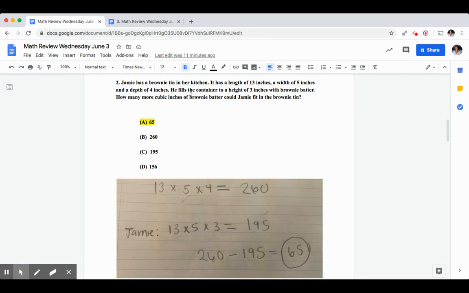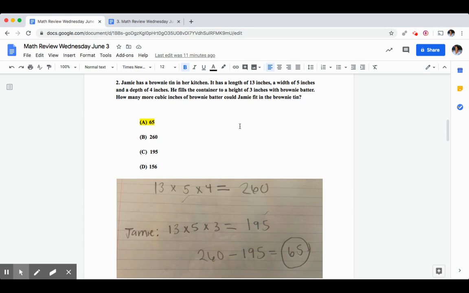For number 2, Jamie has a brownie tin in her kitchen. It has a length of 13 inches, a width of 5 inches, and a depth of 4 inches. He fills the container to a height of 3 inches with brownie batter. How many more cubic inches of brownie batter could Jamie fit in the brownie tin?